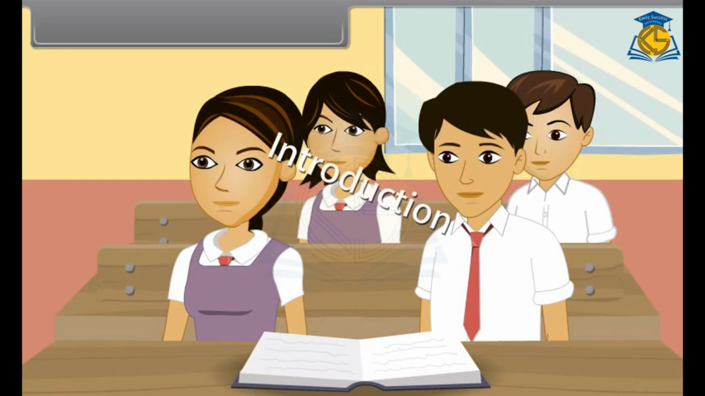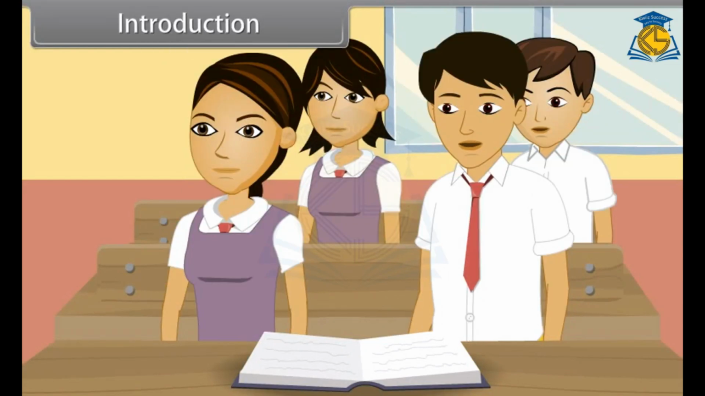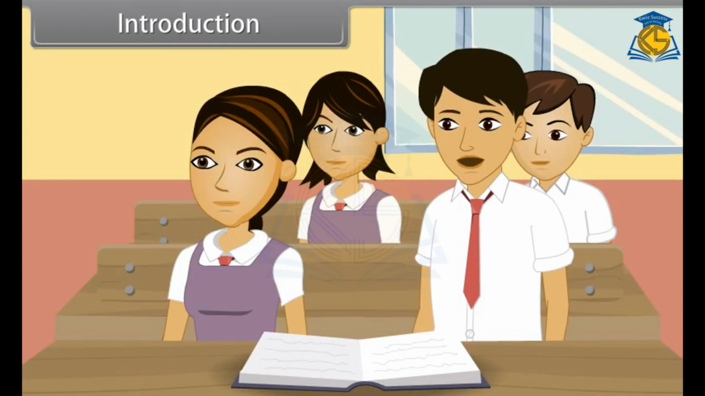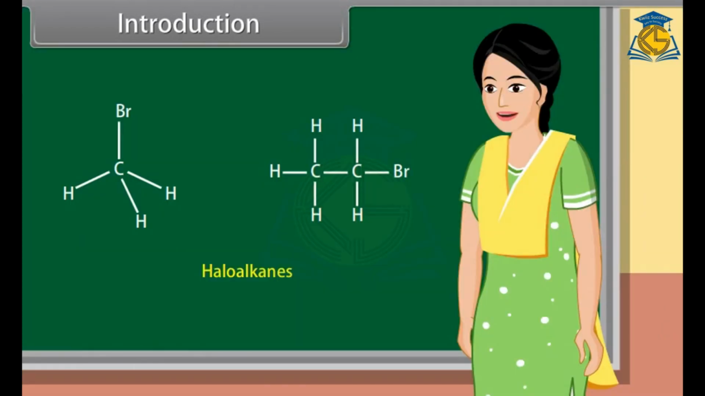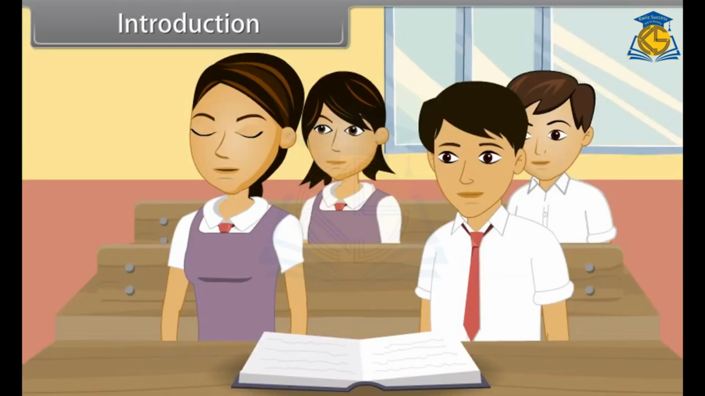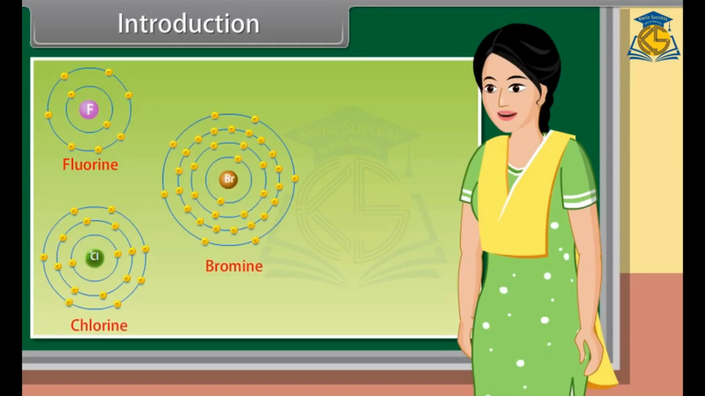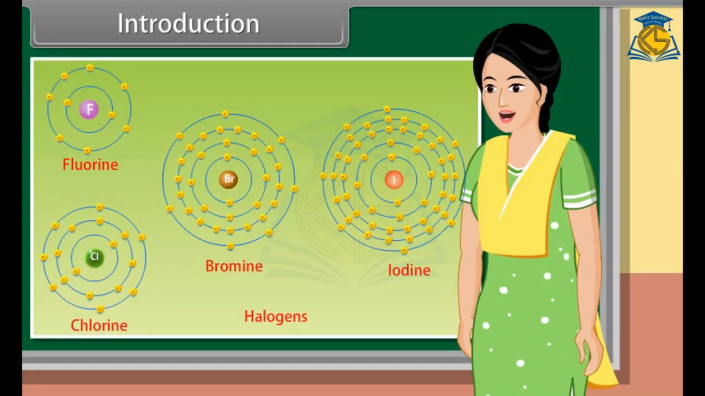Introduction. Good morning, teacher. Good morning, students. Today we learn haloalkanes and haloarenes. Ma'am, what are haloalkanes? Haloalkanes are the chemical compounds in which one or more of the hydrogen atoms in an alkane have been replaced by halogen atoms. And what are halogens, ma'am? Halogens are the reactive nonmetals having 7 valence electrons.